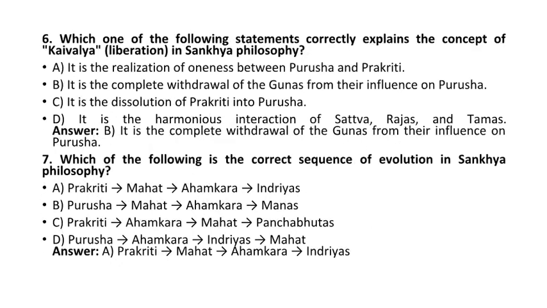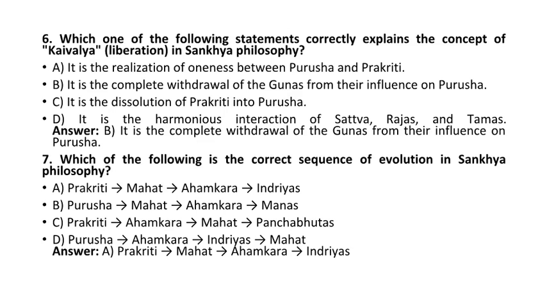Question 6 is, which one of the following statements correctly explains the concept of Kaivalya, liberation, in Sankhya philosophy? A. It is the realization of oneness between Purusha and Prakriti. B. It is the complete withdrawal of the gunas from their influence on Purusha. C. It is the dissolution of Prakriti into Purusha. D. It is the harmonious interaction of Sattva, Rajas, and Tamas. Answer B. It is the complete withdrawal of the gunas from their influence on Purusha.